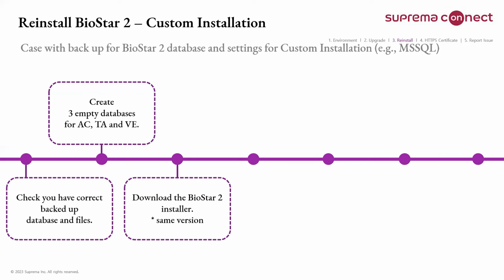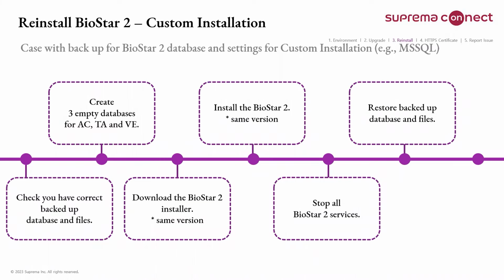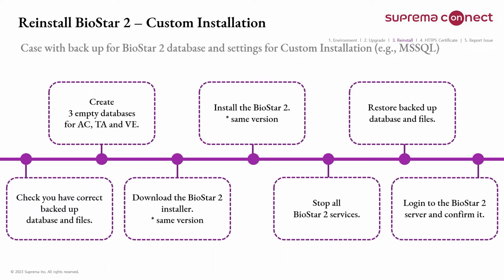At this time, you must use the same version of BioStar 2 as the version in which the database you have is backed up. Next, run the downloaded installer to install BioStar 2. When the installation is complete, stop all BioStar 2 services and restore the backup database and configuration files. After that, log in with the ID and password of the administrator account you used when using the old backup database and check if the reinstallation was done correctly.